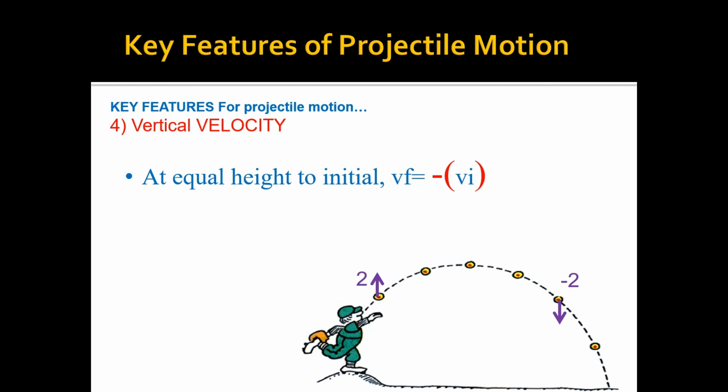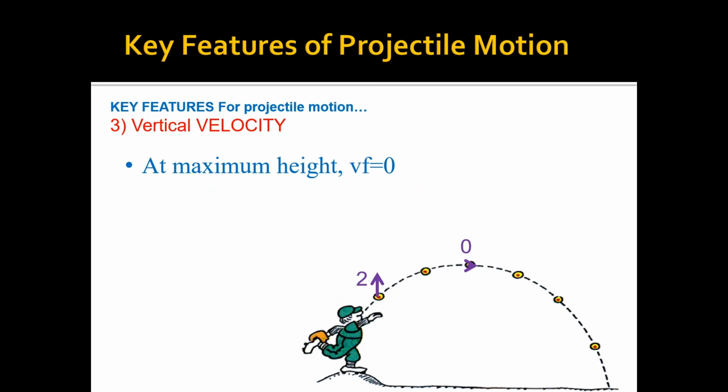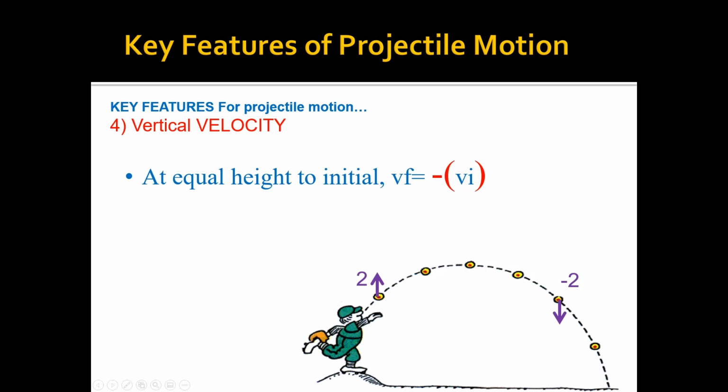These three things are absolutely essential for modeling the vertical motion. 1, that the acceleration is negative 9.8. 2, that the final velocity is 0 at maximum height, or 3, that the velocity will be negative, equal and opposite to the initial velocity at an equal height.